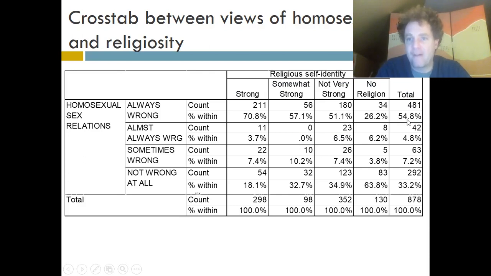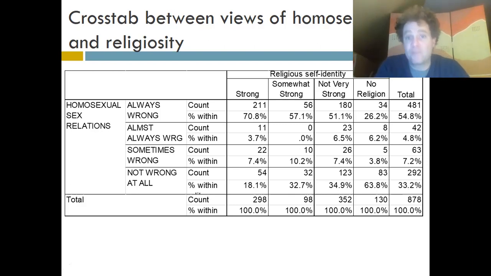So we can see that about 54.8% said it was always wrong, and 33.2% said it was not wrong at all. This survey was actually taken earlier, around 2000, so you can see how it changes a bit.